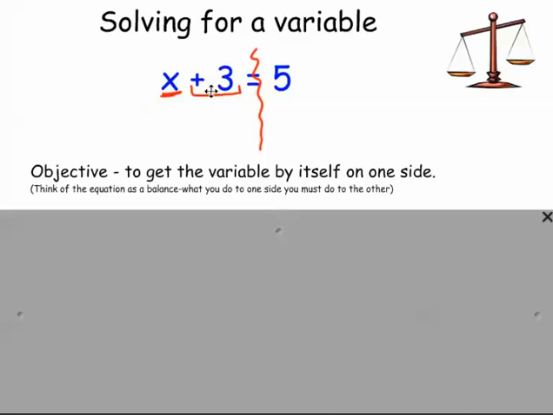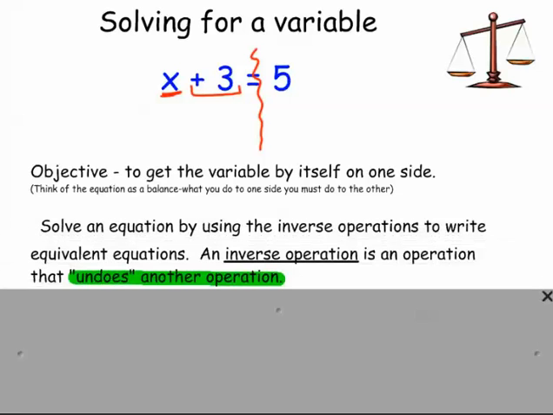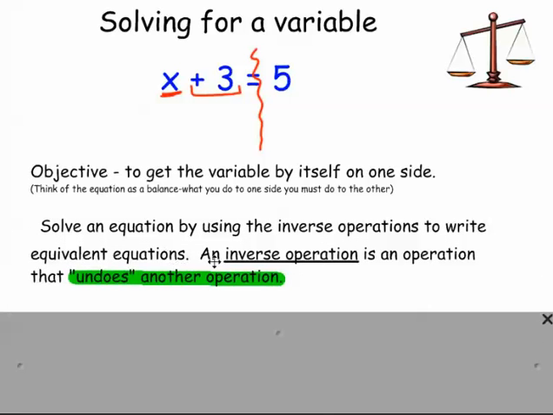All right, so in order to do that, I've got to somehow get rid of this. In order to do that, we're going to do what's called the inverse operation. So this is on your notes. An inverse operation is an operation that undoes another one. So go ahead and write that down. It undoes another one. So what exactly do I mean by that? It undoes another operation. Okay.